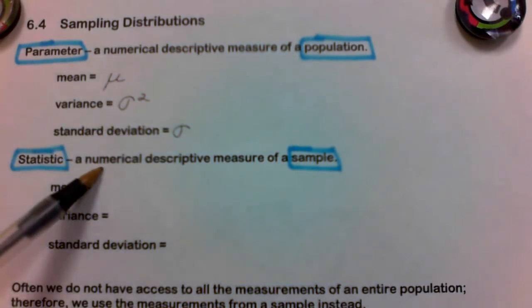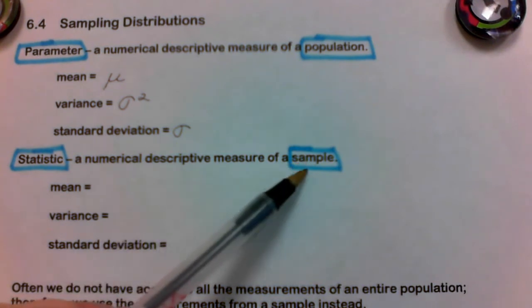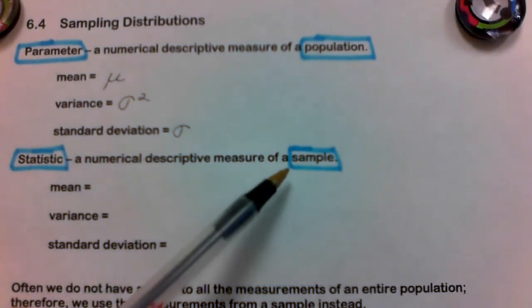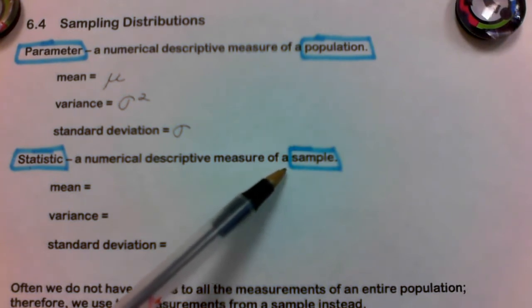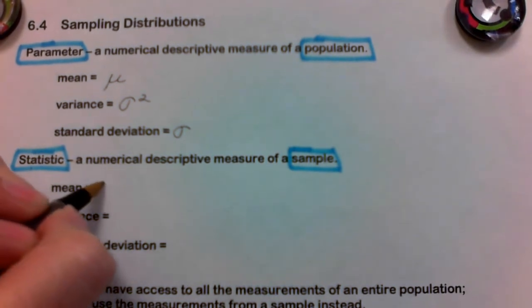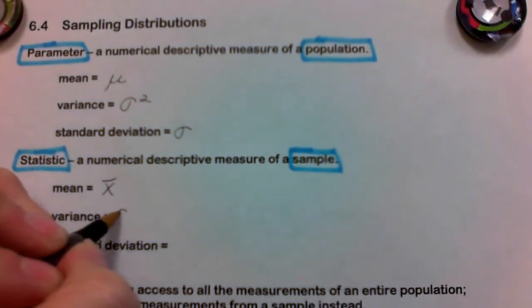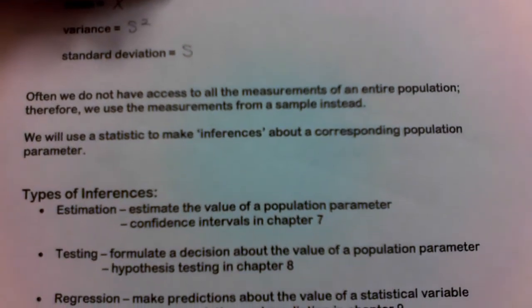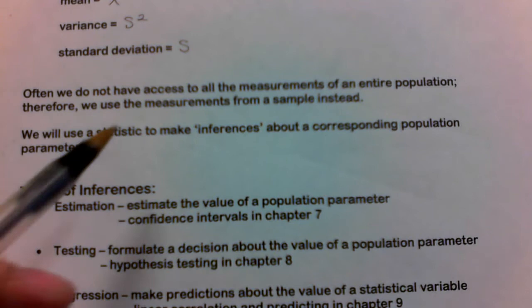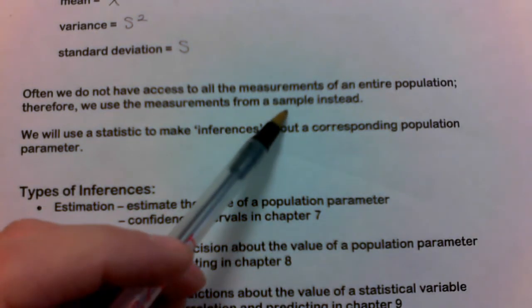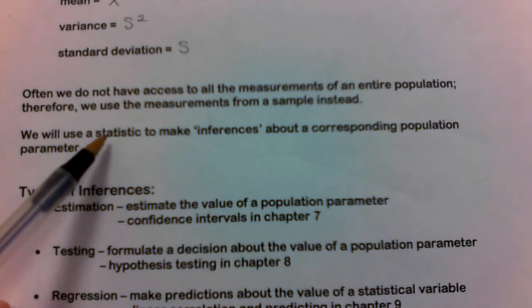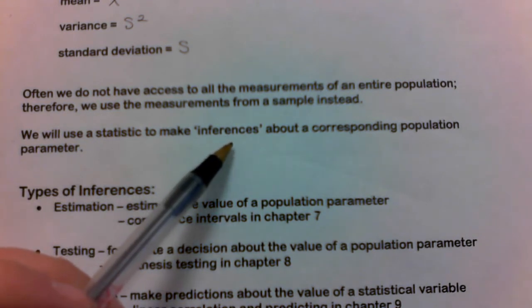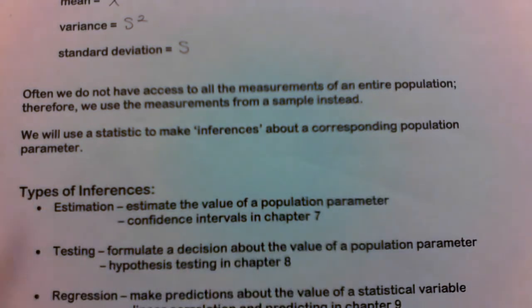And then the numerical descriptive measurement for a sample is known as a statistic. Remember, a sample is finding the value from a portion of the population. So the sample statistic mean is known as x bar, variance s squared, standard deviation s. So I just want to go over those again. Now, what this reads is often we do not have access to all the measurements from the entire population, so that's why we use a sample. Then what we'll do is take that sample statistic and make inferences, or infer information, to the population.